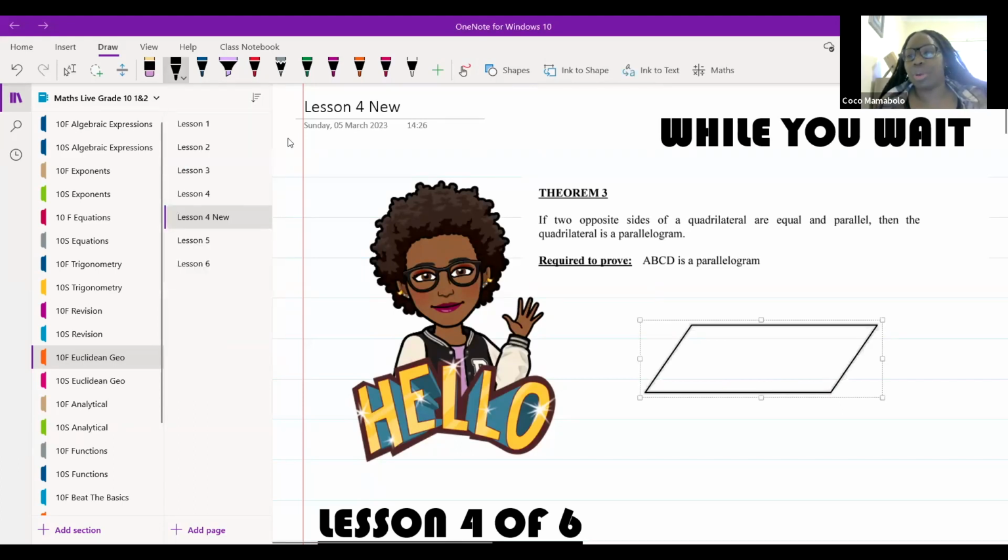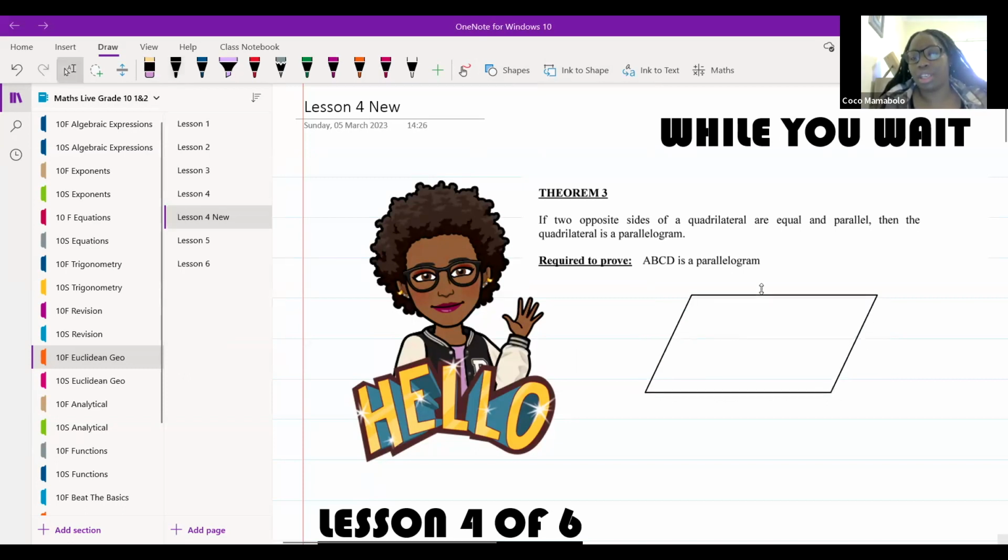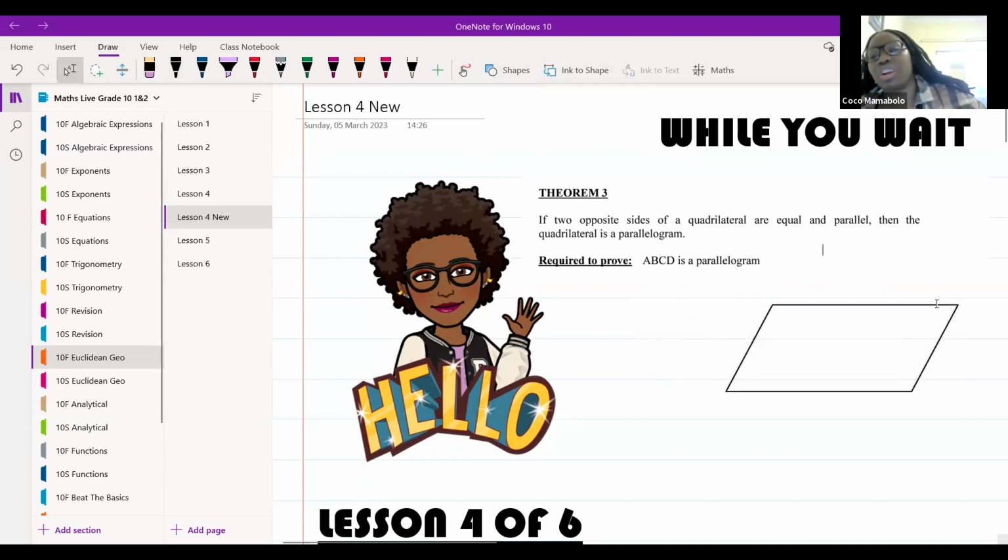All right, so we're going to try and prove that if two opposite sides of a quadrilateral are equal and parallel, then the quadrilateral is a parallelogram. So we can only assume the properties of a quadrilateral in this case because we are trying to prove that this is a parallelogram. Okay, so there are a couple of ways that we can do this.